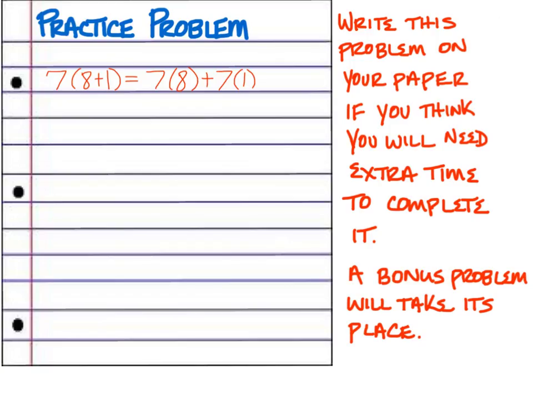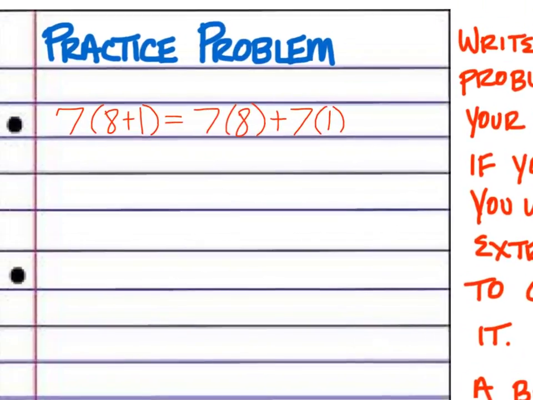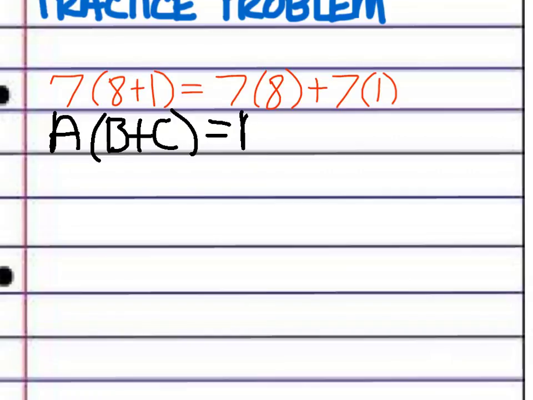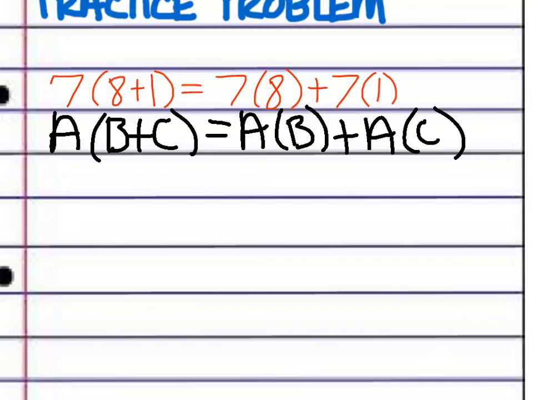Okay, next practice problem. We have 7 times 8 plus 1 is equal to 7 times 8 plus 7 times 1. So that's A times B plus C is equal to A times B plus A times C. That should be the distributive property, which is letter F on your handout.